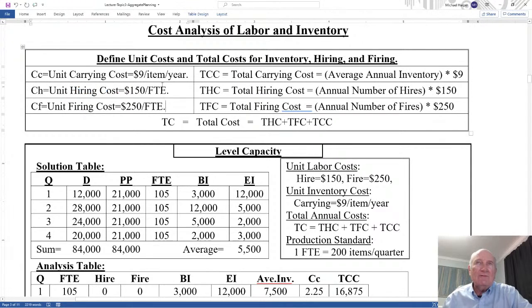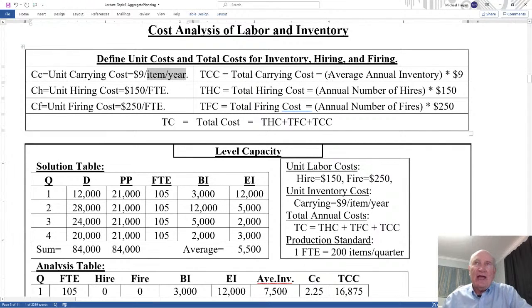Okay. Now, if I take the unit carrying cost, which is $9 per item per year, notice it's prorated over the number of items and the time. So if it's $9 per one item per 1 year, it'll be $18 for 2 items over a year. If you had half a year of 1 item, it'd be $4.50. So you can prorate it.